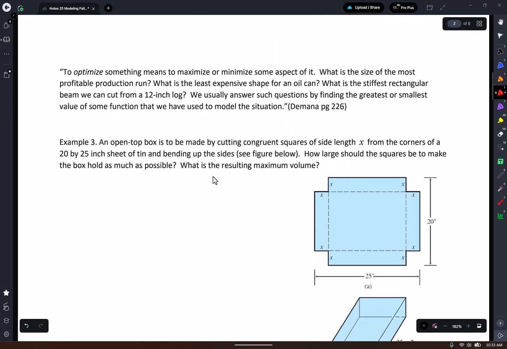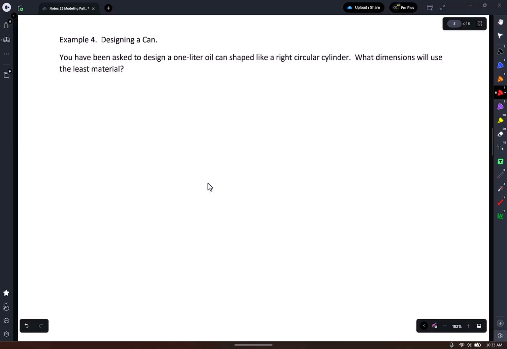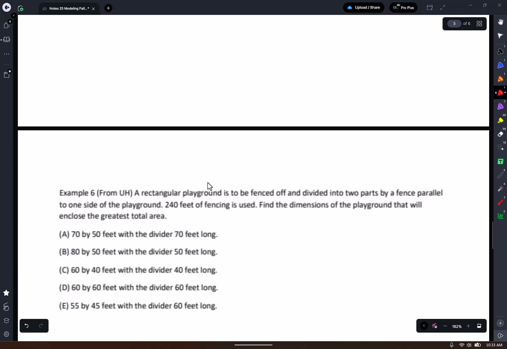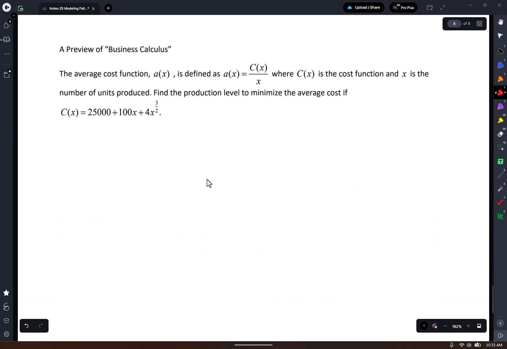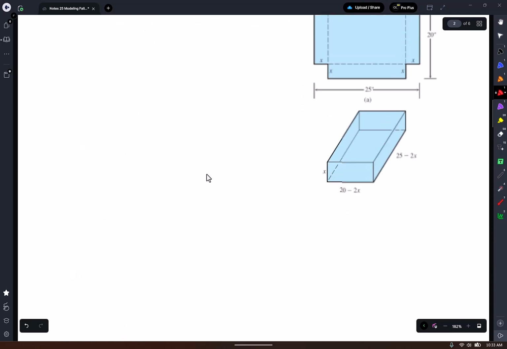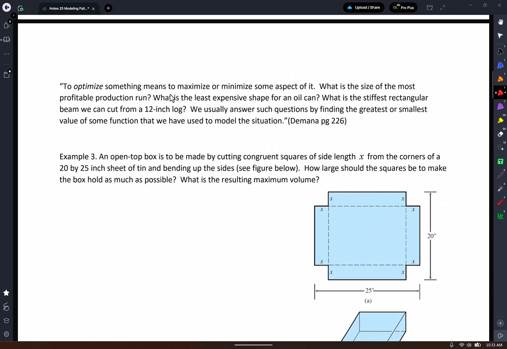Sorry, Miss Houston. Okay, so check it out. Let's read this real quick, and then we might stop after this one. We might do one more question. There's a business calculus question there. All right, let's read this together. To optimize something means to maximize or minimize some aspect of it. What is the size of the most profitable production run? What is the least expensive shape for an oil can? What is the stiffest rectangular beam we can cut from a 12-inch log? We usually answer such questions by finding the greatest or smallest value of some function that we have used to model the situation. That's all this is, guys.